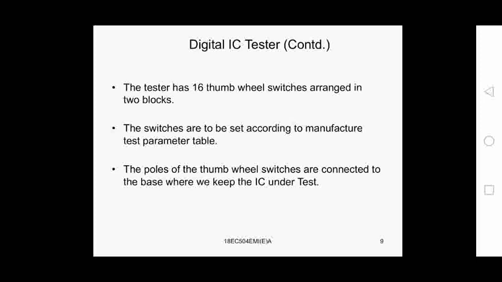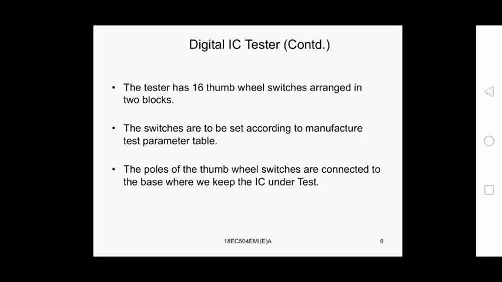The digital IC tester has 16 thumb wheel switches arranged in two blocks, and these switches are to be set according to the manufacturer test parameter table. As I already told, whatever the manufacturer test parameter table says, based on that these switches are to be set. That is, as per the table, which pin is input, which pin is output, which pin is supply, which pin is ground.